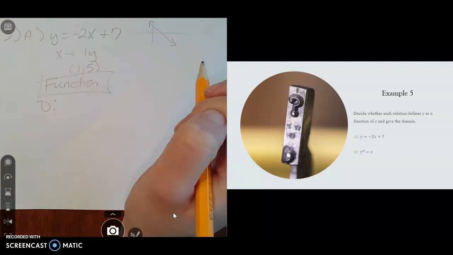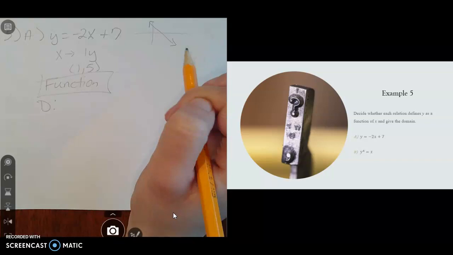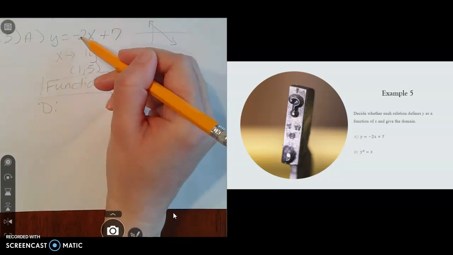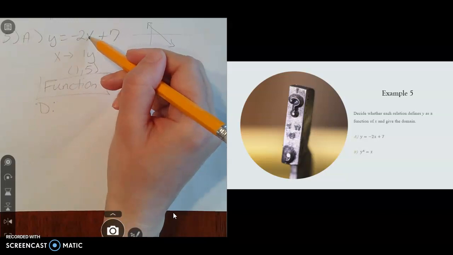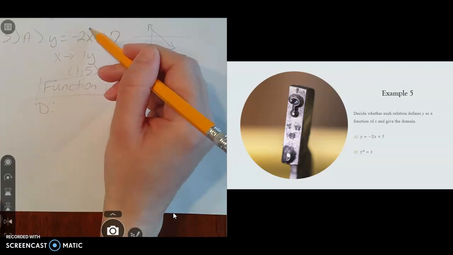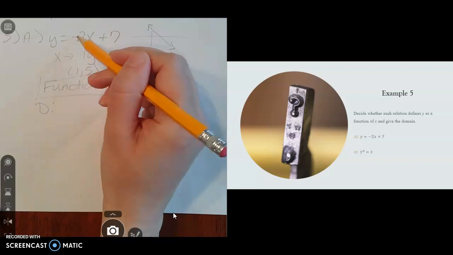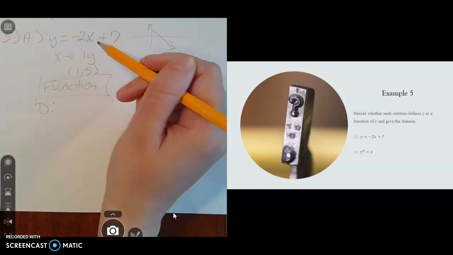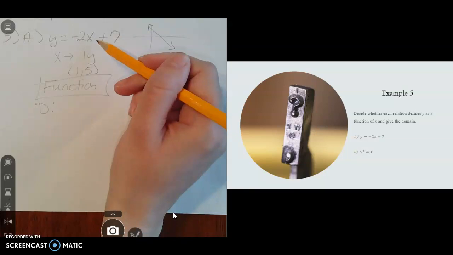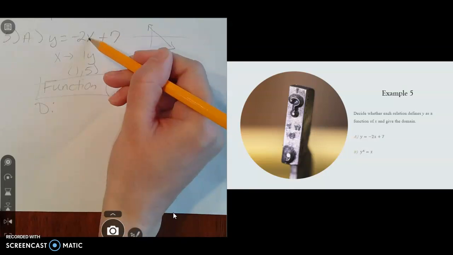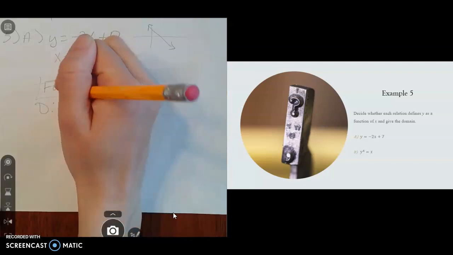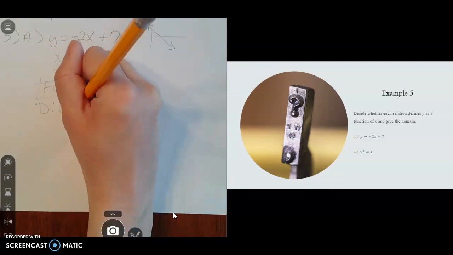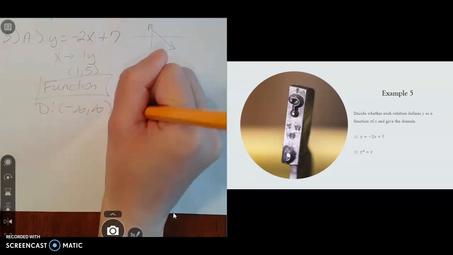Okay? For the domain, what you're thinking about is which x values get used, or are there any restrictions on your x values? So anything that I put in, I can multiply by negative 2. It doesn't really matter which x value I put in. Anything can get multiplied by negative 2, and anything can have 7 added to it. So there's no restrictions at all on my x value, which means that every x can be used and does get used. So your domain on this one is going to be all real numbers, which in interval notation is negative infinity to positive infinity.